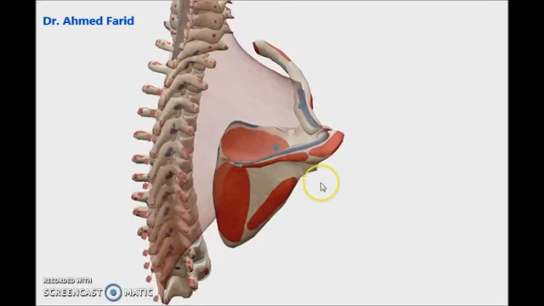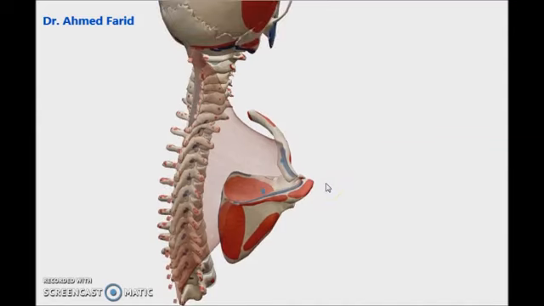So it has three main origins: occipital origin from the occipital bone of the skull, nuchal ligament, which is the cervical origin, and the spines of all thoracic vertebrae, which is the thoracic origin.